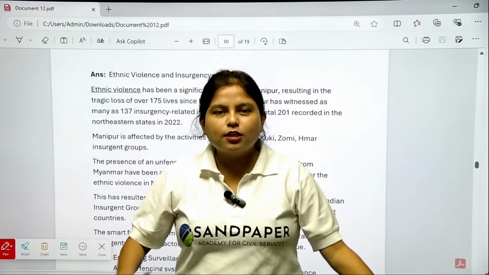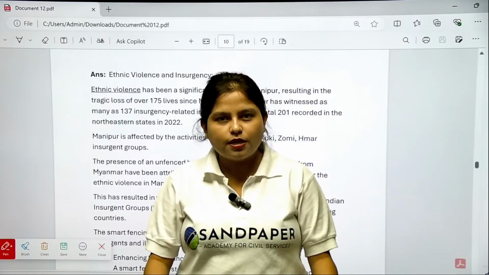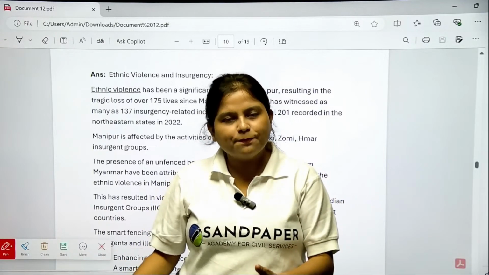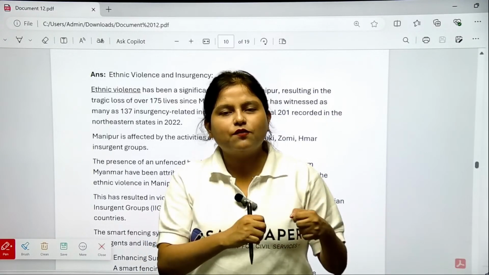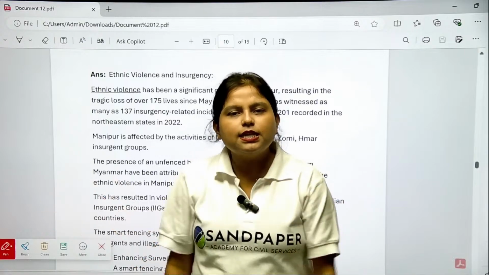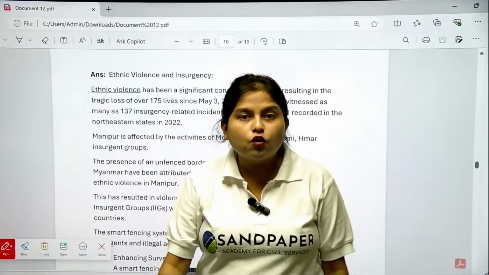or the internal composition of our boundary states have been disturbed, due to which insurgency has come, which is also a form of terrorism. Also, the terrorists and insurgents inside, whatever you want to say, also have an easy access to Myanmar.